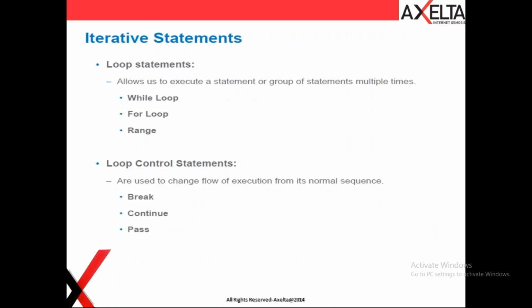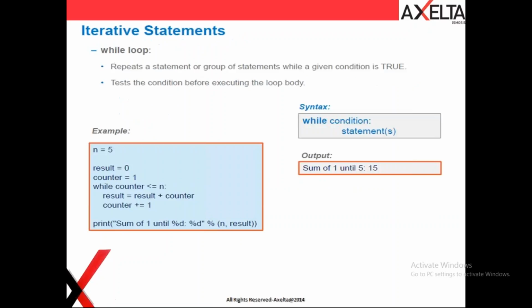Then iterative statements. So we have while, for, range, and break, continue, pass. While, for, and range are loop statements, and break, continue, pass are loop control statements. What is the difference? These statements are going to control the loop. So depending upon the situation, you can come out from the loop, or still continue it. There are some examples, we'll go ahead with that.